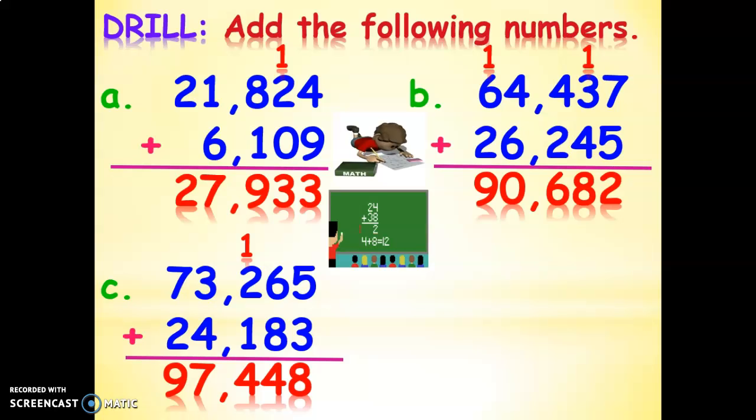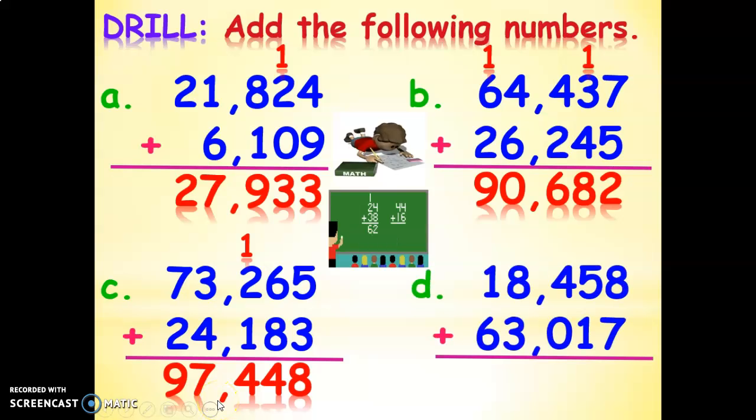97,448. 5 plus 3 is 8. 6 plus 8 is 14. 4, carry 1. 1, 2, and 1 is 4. 3 plus 4 is 7. And 7 plus 2 is 9. Again, don't forget your comma. And for the last number, the answer for letter D is 81,475. So this is where we end the lesson.